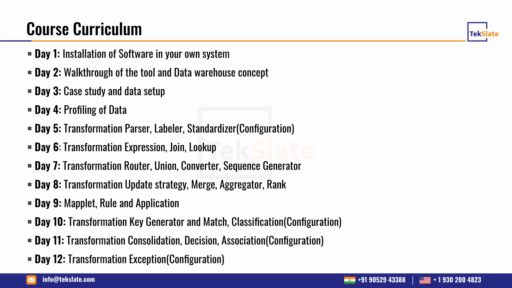Post that, we will move to a few transformations like parser, labeler, and standardizer. These 3 transformations are related to your data quality transformations. They will help you parse your data. So say in a particular column, you are getting first name, middle name, and last name, and say in an address column, you are getting city, state, and country. And your requirement is to split this data. In that scenario, parser can come in handy.